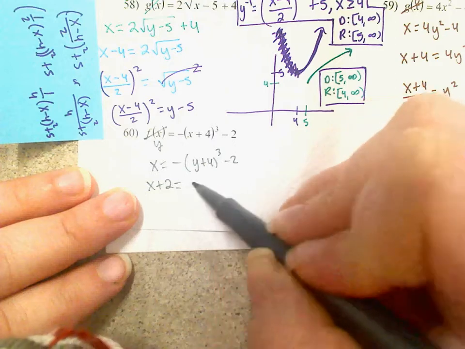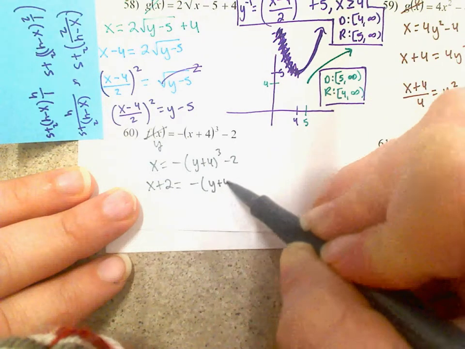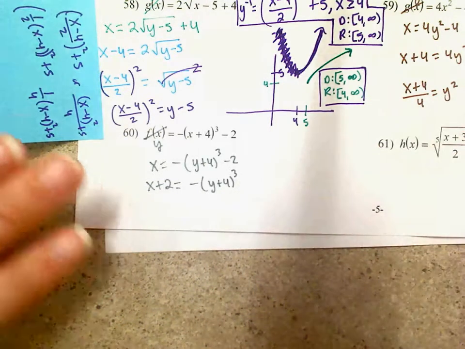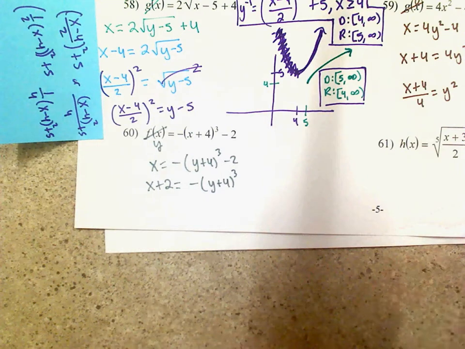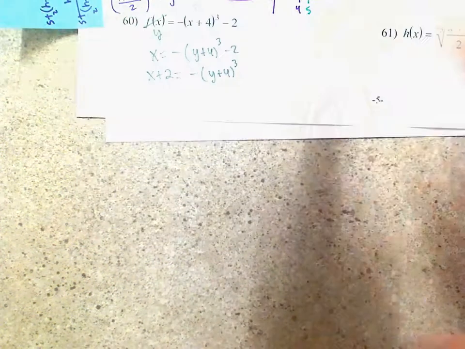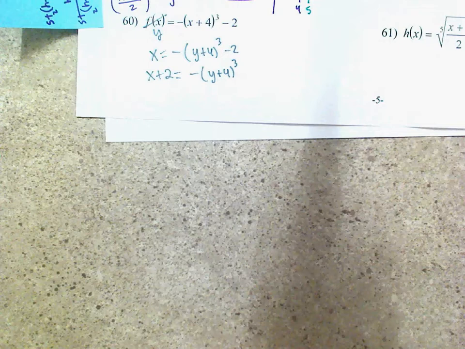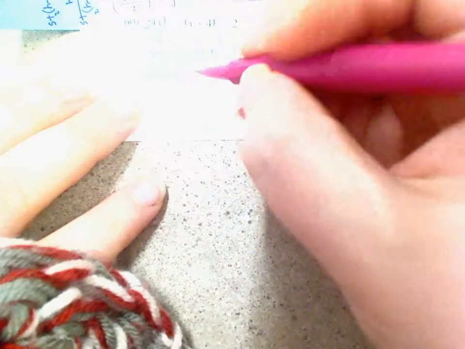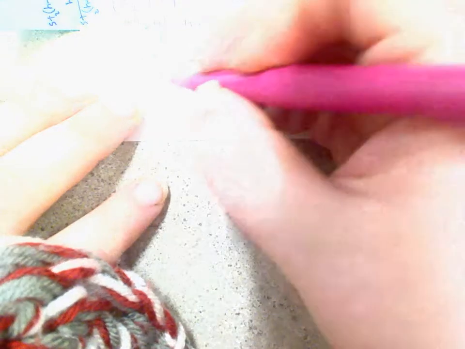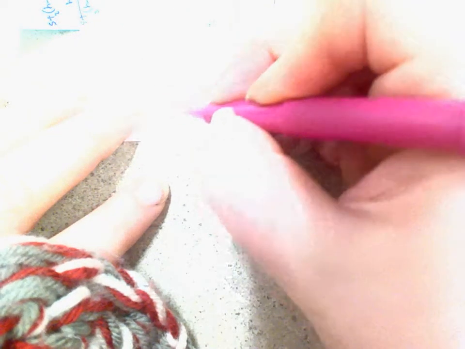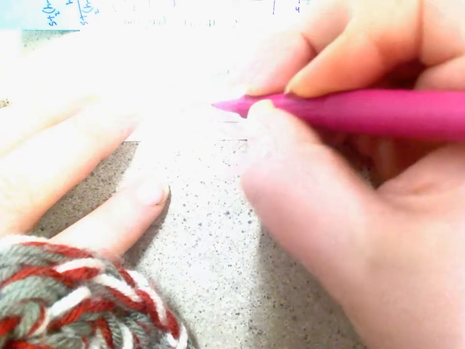I have a lot of people that take cubed roots at this point. You cannot do that. You have to make sure that the power is alone, and right now there's a negative 1 in front. So you need to divide by a negative, which makes this negative x minus 2 equals y plus 4 cubed. In order to get rid of the power of 3, we're going to take the cubed root.